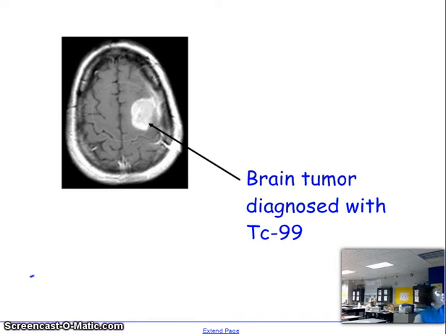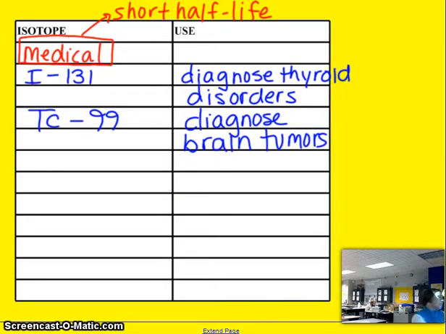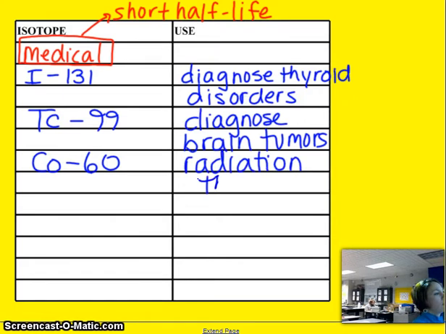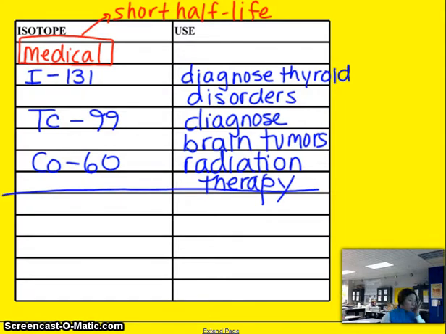Another common isotope for medical purposes is cobalt-60. Cobalt-60 is the isotope that we use for cancer treatment, for radiation therapy if you have cancer. They will actually blast you with radiation with cobalt-60. There are others, but those are the three isotopes that you have to know for medical treatment.